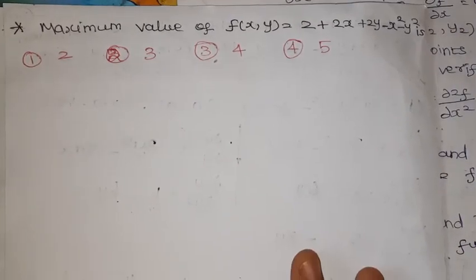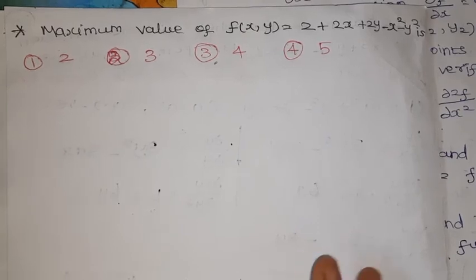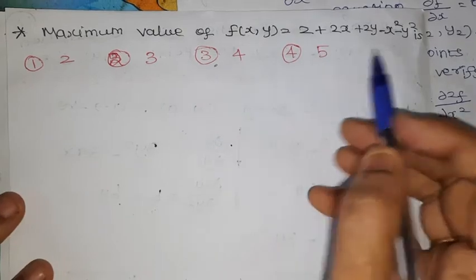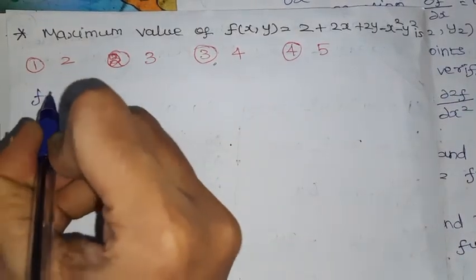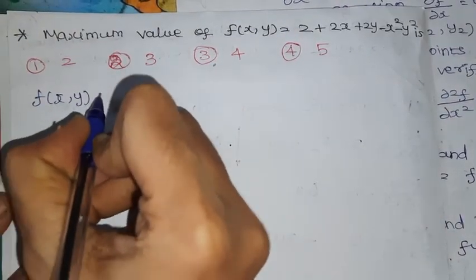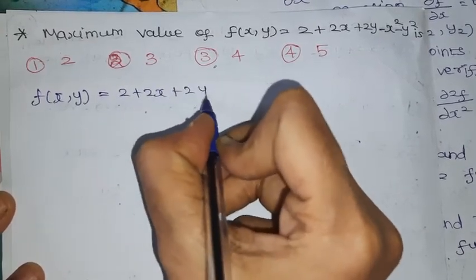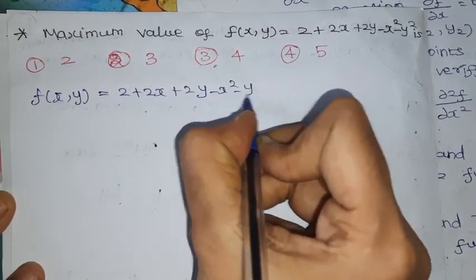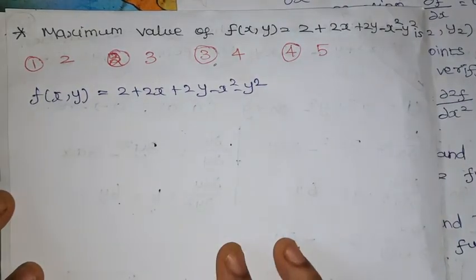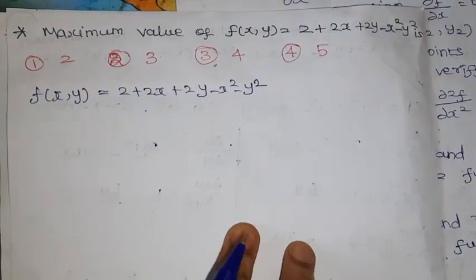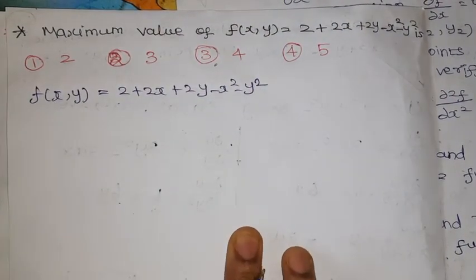We need to find out the maximum value of f of x comma y. Some function is given. What is the function? f of x comma y equals 2 plus 2x plus 2y minus x square minus y square. So, this is the function and we need to find out the maximum value.